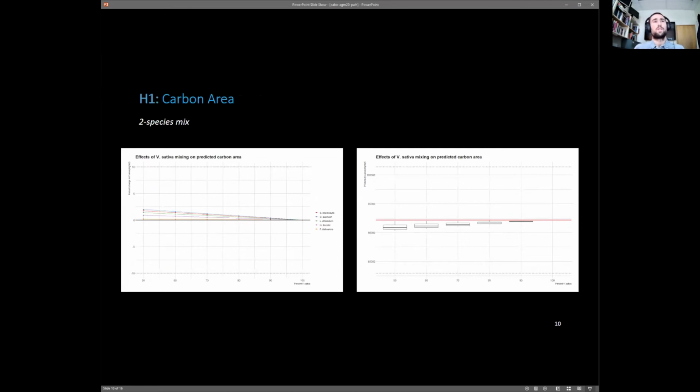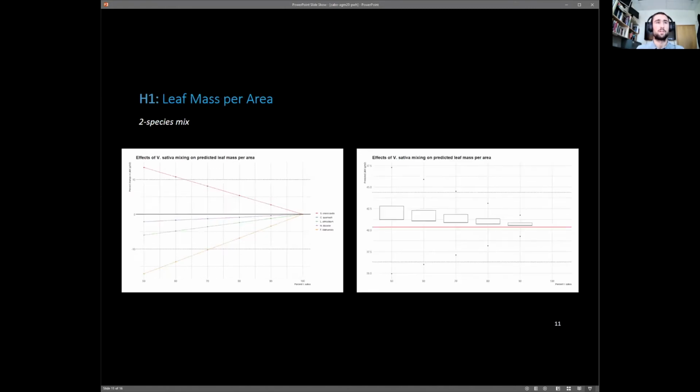The next result that we have is carbon area. As you can see, the spread is very small. There's a very small percent change from a mix of 100% of the pure V. sativa to a mix with 50% V. sativa and C. colmash. That's demonstrated again in the box plot, which was very interesting to find. This had the least amount of spread. It was the best in terms of minimizing percent change in a trait.